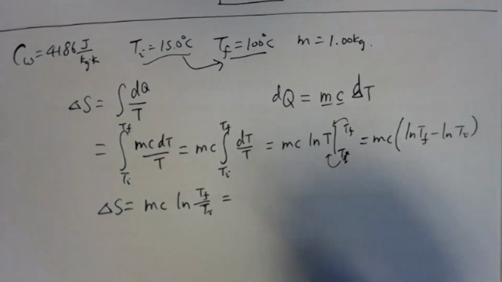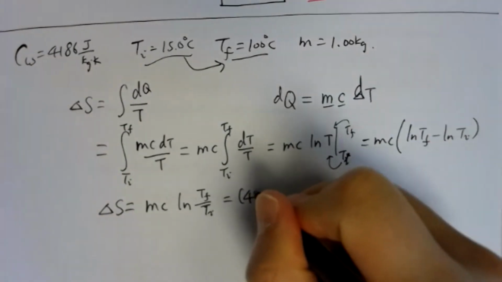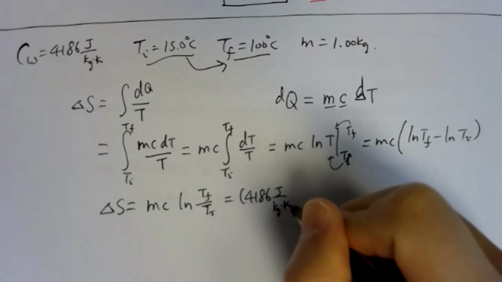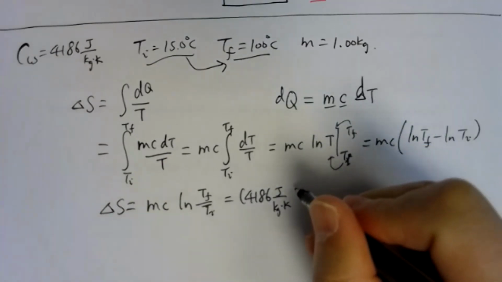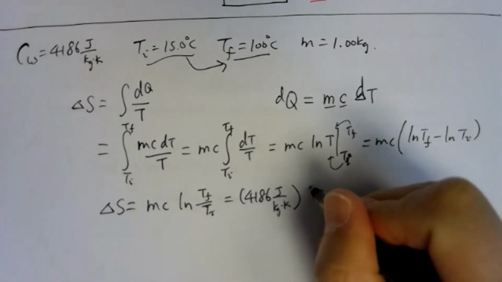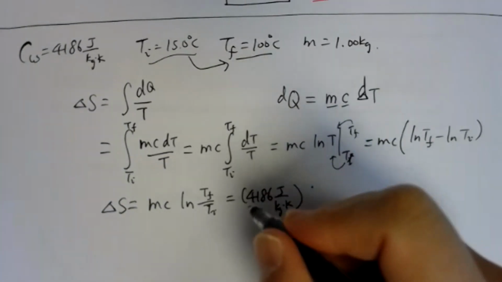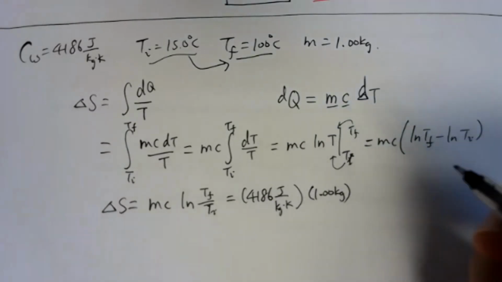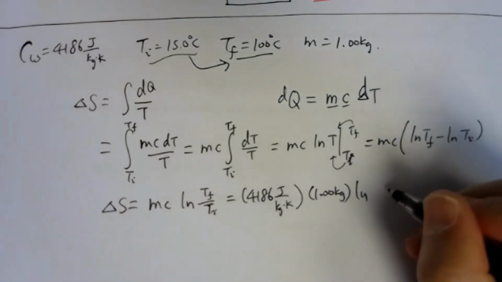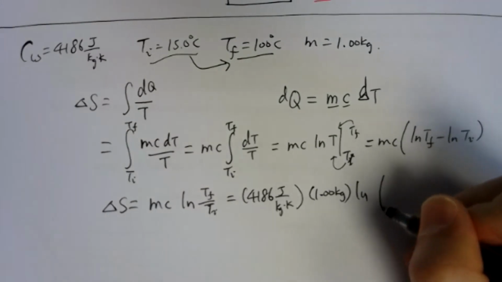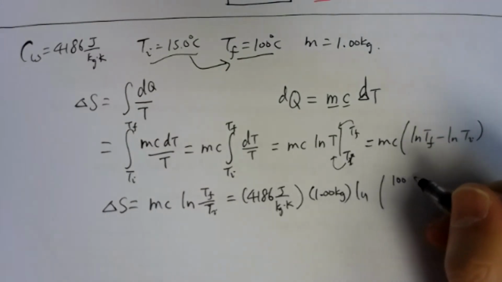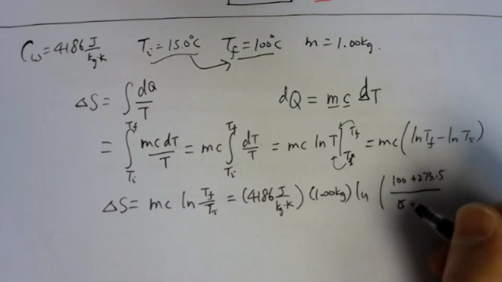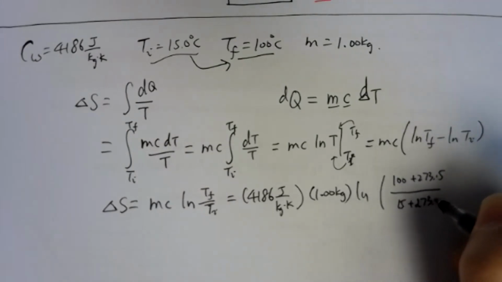You can plug in the numbers, 4186 joules over kilogram Kelvin times, oh, this is C, sorry. So the M is 1. So I'm doing M here, kg. MC ln of T final. T final should be 100, right? Plus 273.15. And T initial is 15 plus 273.15.